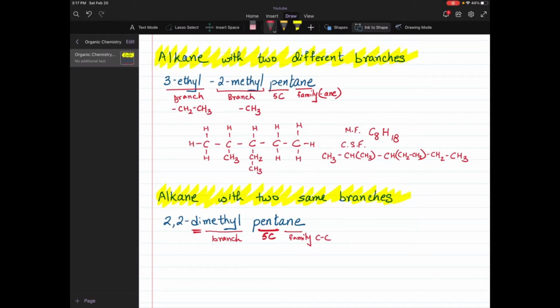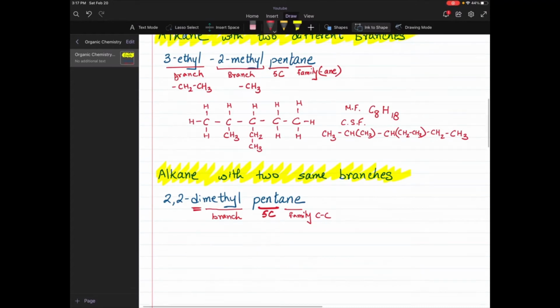Since we have 2 branches, the name will tell us where each of the branches is. Even if it's on the same spot, the name will tell us that it's on the same location. So in this case it says 2, 2. That means both the methyl branches are on the same 2nd position.